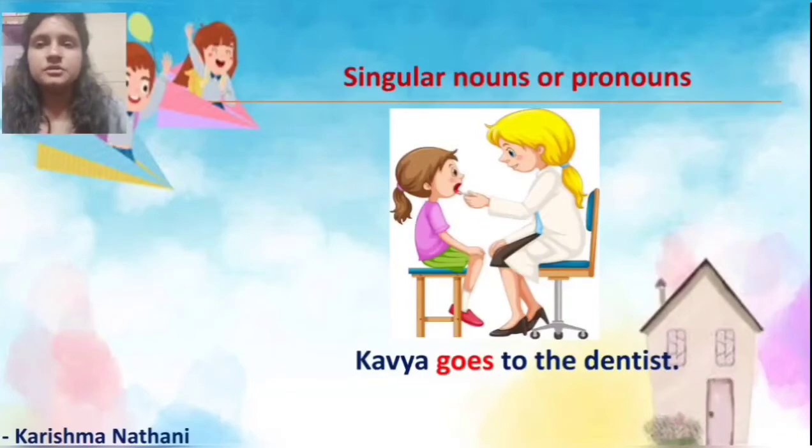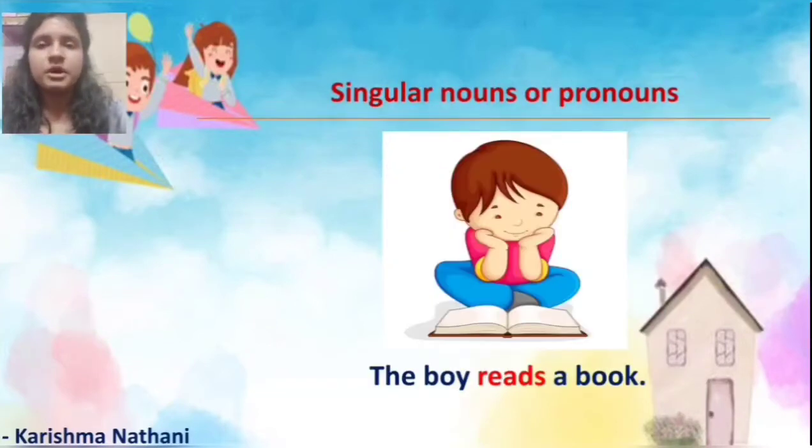Kavya goes to the dentist. Kavya is the name of a girl. One girl, singular noun. So we have to put es at the end of the verb go. So it will become goes. Kavya goes to the dentist. Then, the boy reads a book. One boy is reading a book, so we have to put s at the end of the verb. So, reads. The boy reads a book.